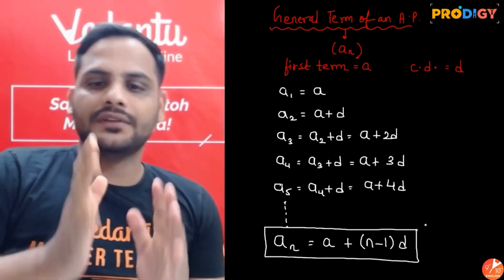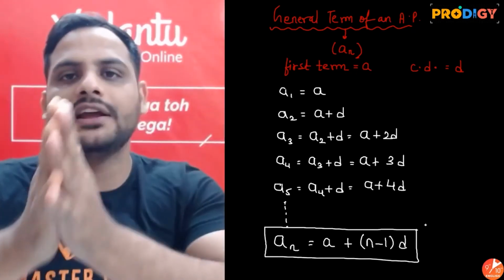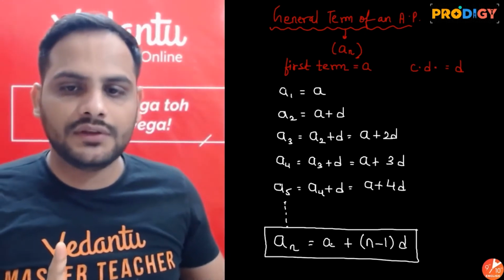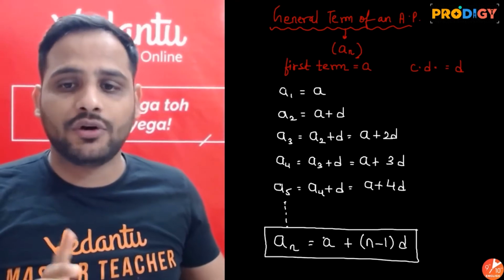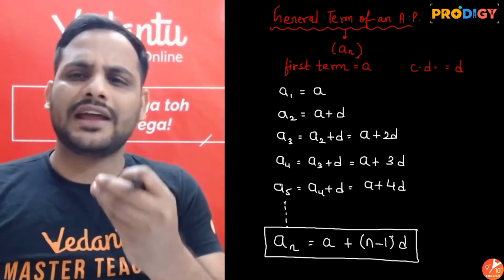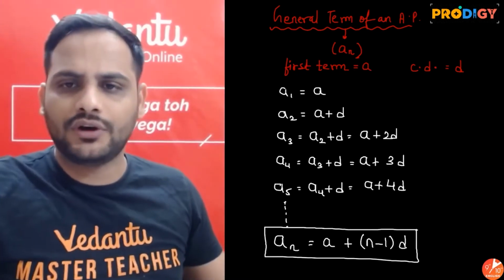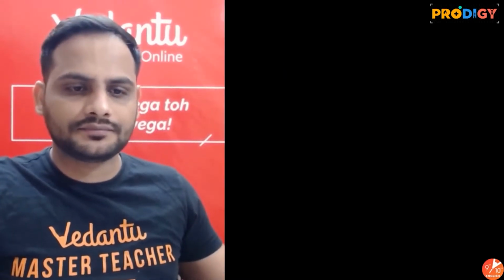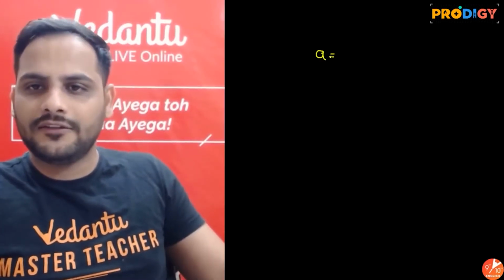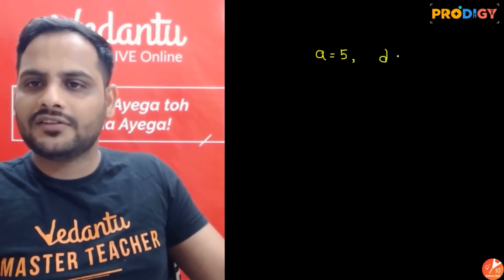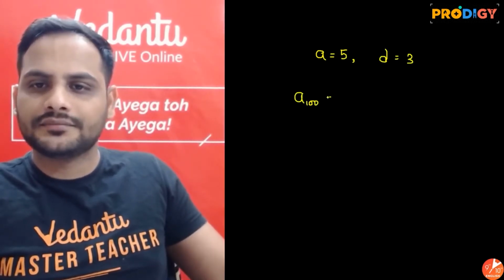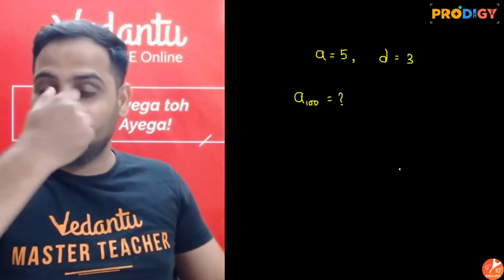Alright guys, this is my formula for finding the general term of an AP. Once I know the first term and the common difference in any AP, I can find any term I want. For example, let's say my first term is 5 and the common difference is 3. If I ask you what the 100th term is, there's no need to write this AP again and again.